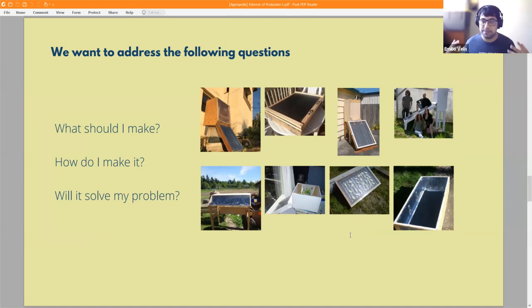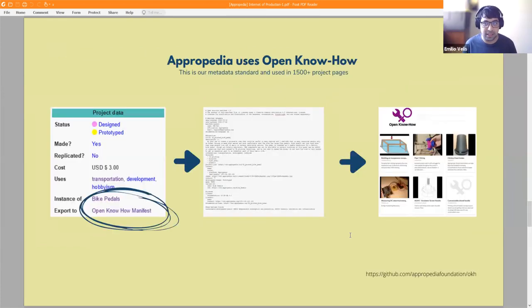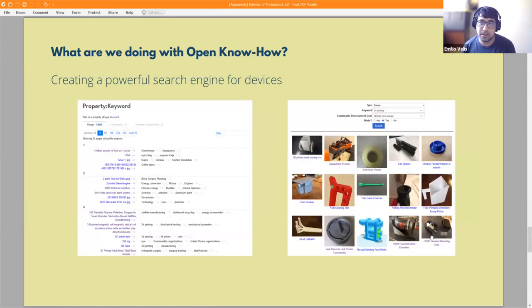And then we want to give people enough information. First, we want to help people gather this information when they document it. And then we want to help users solve a problem specifically. In regards to open know-how, Appropedia has implemented the standard for over 1,500 projects, and now we're able to export and port to different platforms or crawlers on the web. So all of our project pages have this standard implemented, which shares specific information about the license, about the uses, a description, etc. And then at the end, we have some of these as part of the Open Know-How search tool that has been documented as a first proof of concept for the standard.